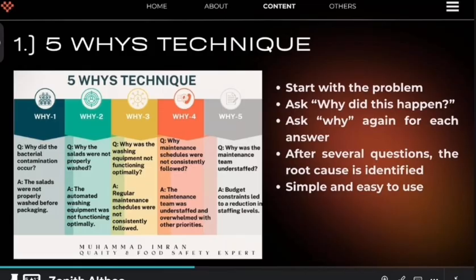So in this case, the root cause isn't laziness. It's the unclear instructions. And that's how the 5 whys help us find the real issue. As the name suggests, we keep asking why until we reach the main cause of the problem. And it doesn't have to always be exactly 5 times. What matters is that we don't stop too early, until we find the main cause or the real problem.